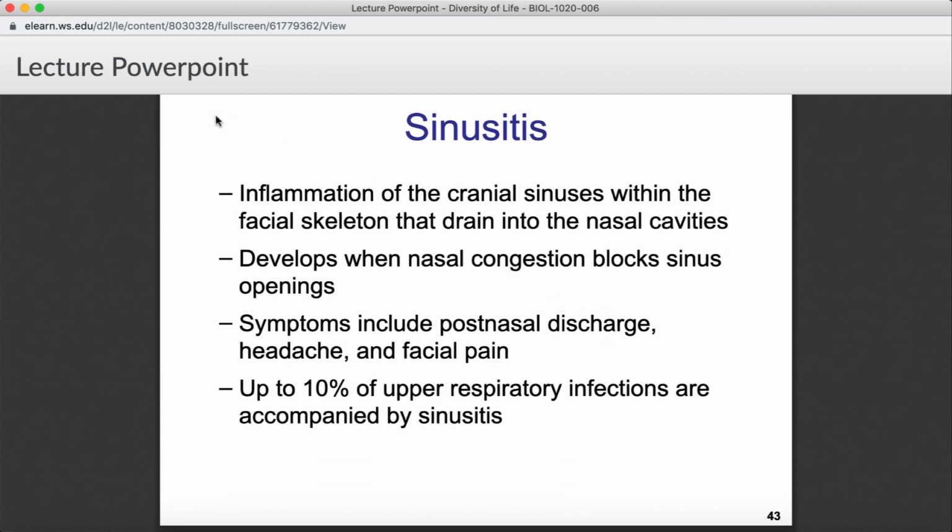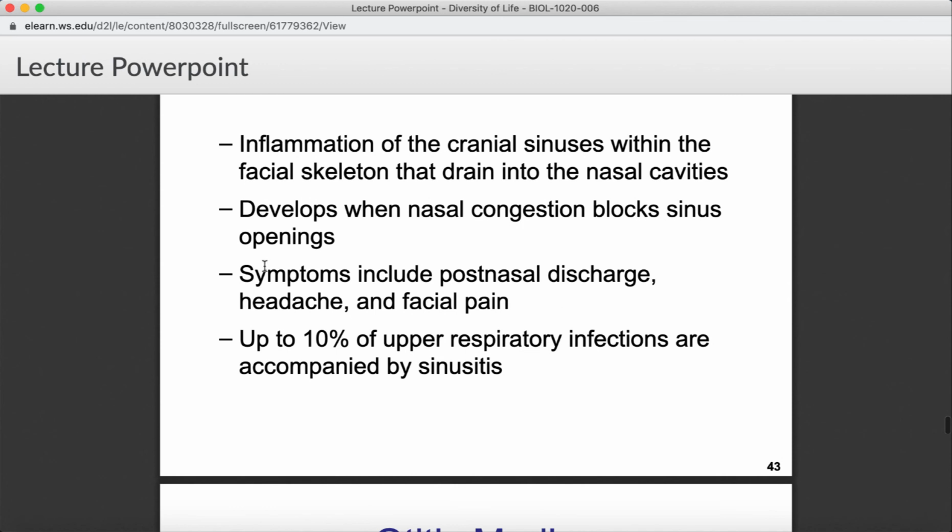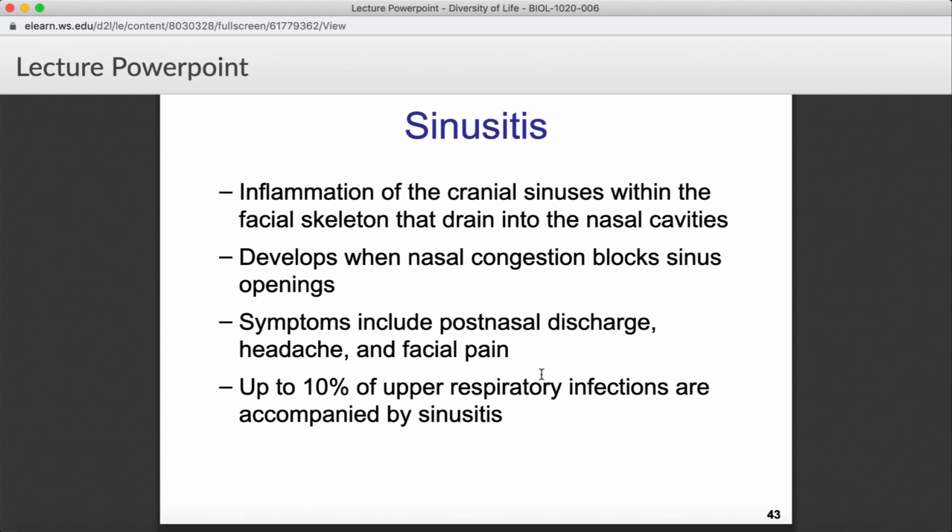Sinusitis, inflammation of the sinuses within the facial skeleton, drains into the nasal cavities. Usually, when you have a blocked opening, you can get postnasal discharge, headache, facial pain. About 10% of upper respiratory infections are also accompanied by sinusitis. Not a lot you can do with it. You know, take some anti-inflammatories, get your head cleared out. You know, hot showers, that sort of thing. If it gets completely blocked up and an infection sets up inside some of your sinuses, sometimes they have to go in and surgically drain them.